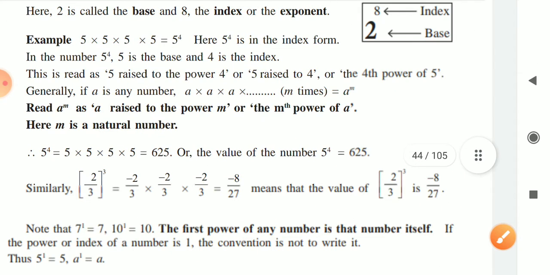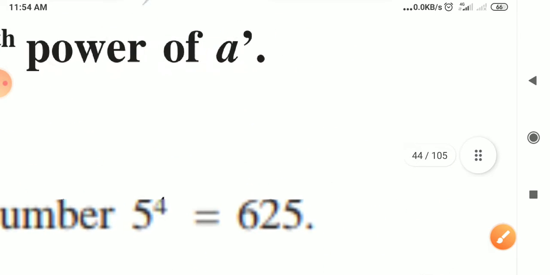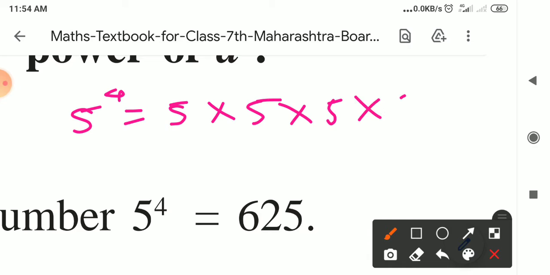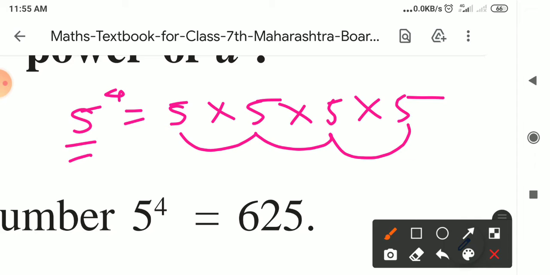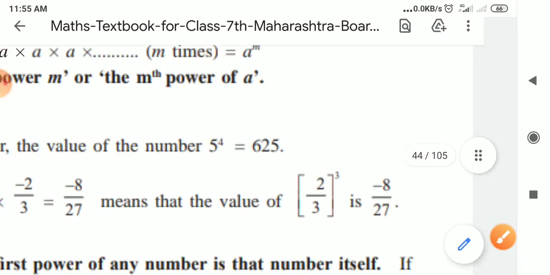And from this we can find the values also. 5 raised to 4 means 5 into 5 into 5 into 5. I told you that 5 raised to 4 means 5's multiplication 4 times. 5 5s are 25, 25 5s are 125, 125 5s are 625. So the value of 5 raised to 4 is 625. Clear? In this way we have to find its values also.